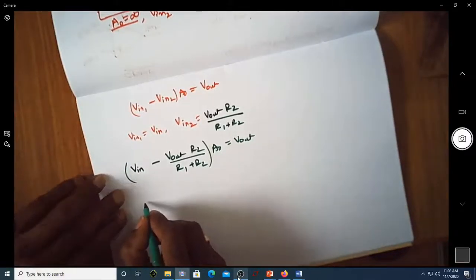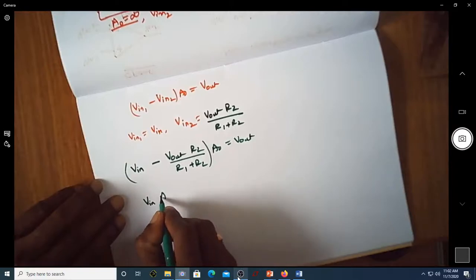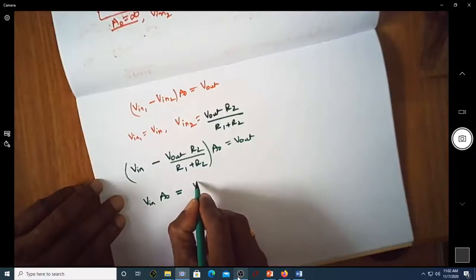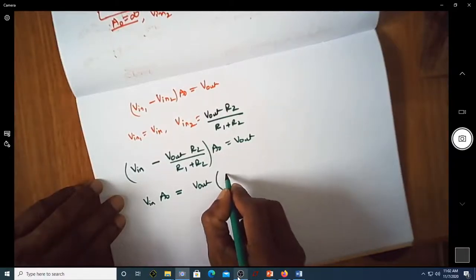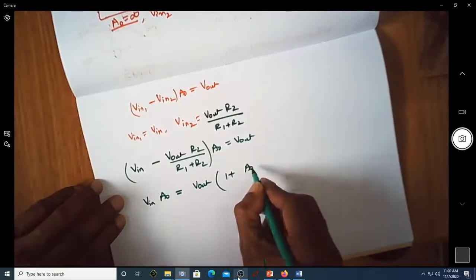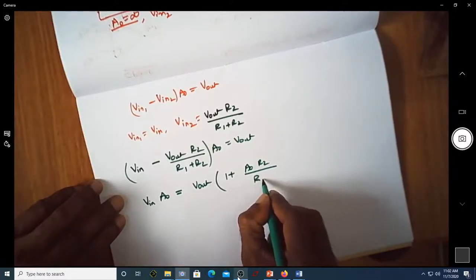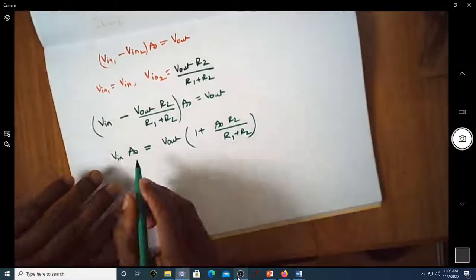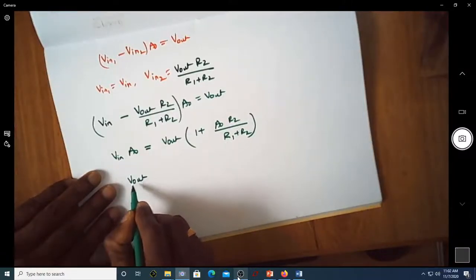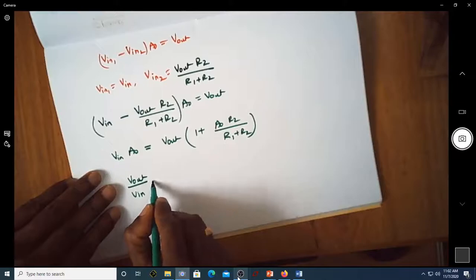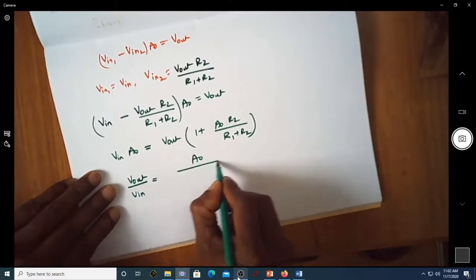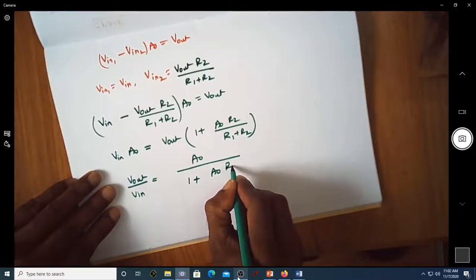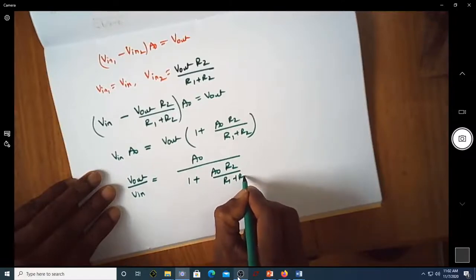Fine. So let me rewrite this. V in into A0 is equal to, taking this onto the right hand side, V out into 1 plus A0 R2 by R1 plus R2. I have taken out V out as a common factor, so I can further rewrite, because I want the ratio of V out by V in, V out by V in as A0 divided by 1 plus A0 R2 by R1 plus R2.